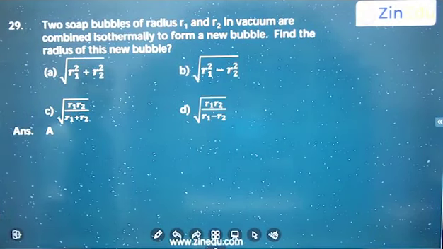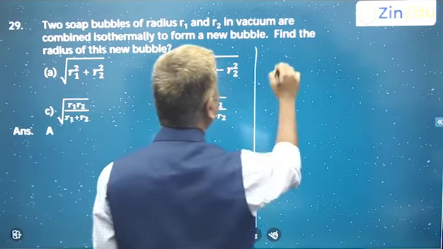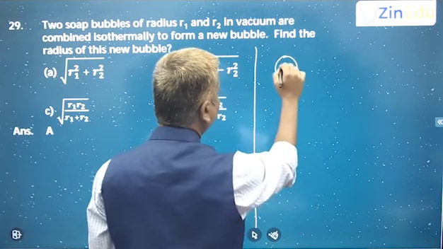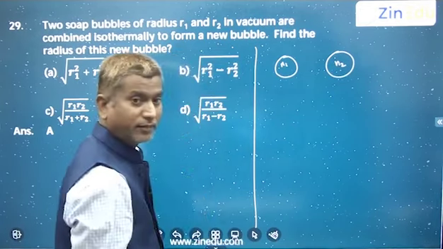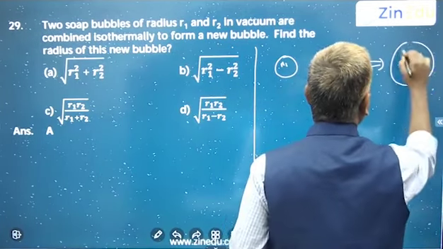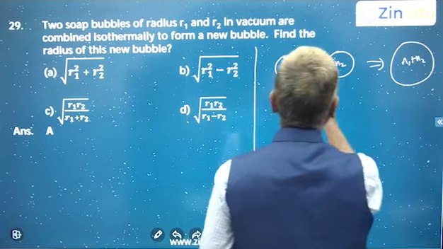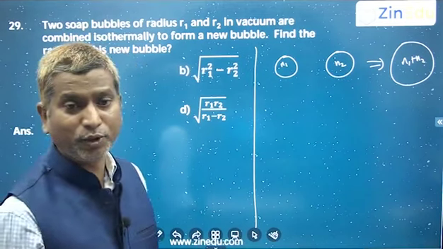Two soap bubbles of radius R1 and R2 in vacuum are combined isothermally to form a new bubble. Find the radius of this new bubble. Okay, there are two soap bubbles. One has N1 moles of air, and another bubble has N2 moles of air. These two combine, so the total moles combining here are N1 plus N2 moles.